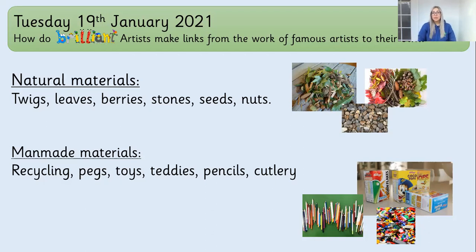But natural materials haven't been created by anybody. So natural materials are the things like twigs, leaves, berries, stones. These are all natural materials that you can find if you were going for a walk, if you were outside and they fell from the trees or they came up from the ground.